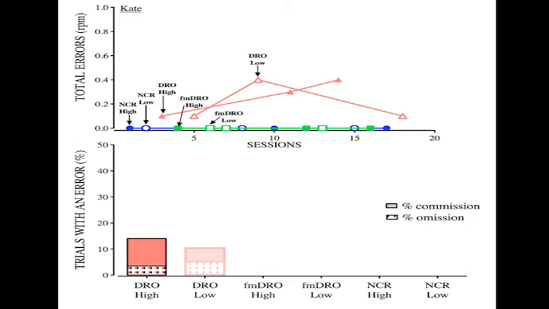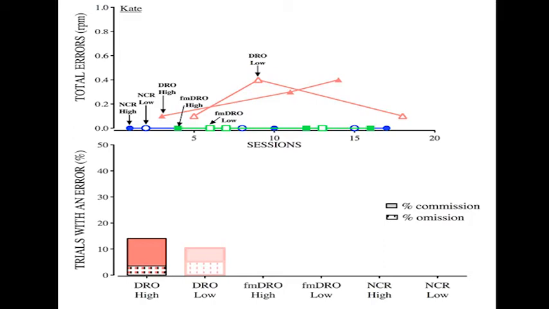Interval DRO with a high rate of problem behavior, which is here, and interval DRO with a low rate of problem behavior, here. The bottom graph is a stacked bar graph that shows the type of errors that occurred in each condition. So what we have on the y-axis is percent of trials with an error, and on the x-axis we have the various conditions. The solid portions of the bar represent percent of trials with an error of commission, and I don't know what you call that, the spotted portion of the bar represents percent of trials with an error of omission.